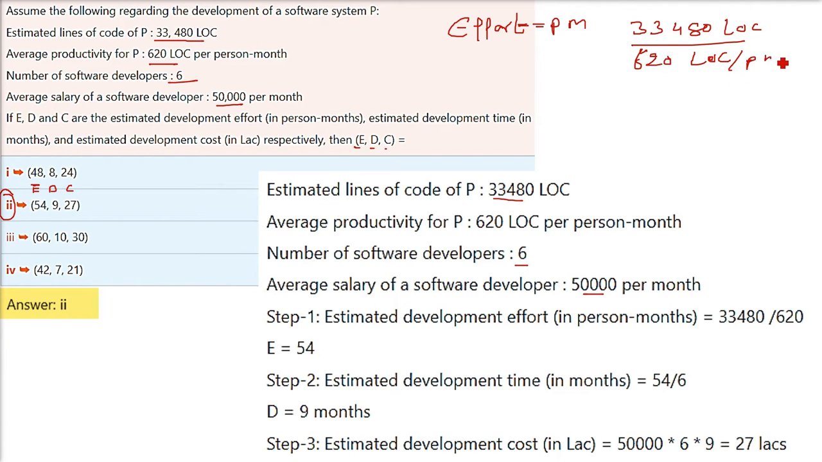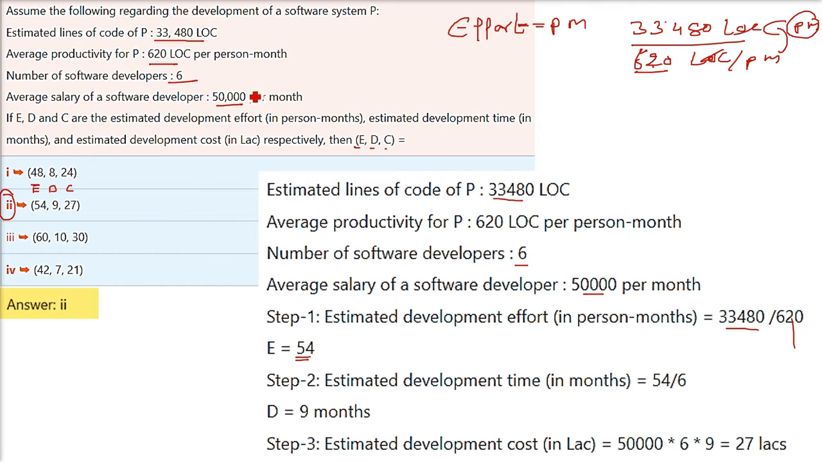Person month will go in the numerator. LOC get cancelled, so you'll get person month, and person month means you're talking about effort. So effort can be computed by division of these two, that is going to come as 54. So this is 33,480 by 620, 54 person month.